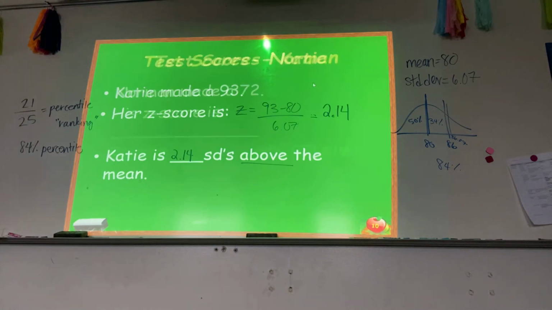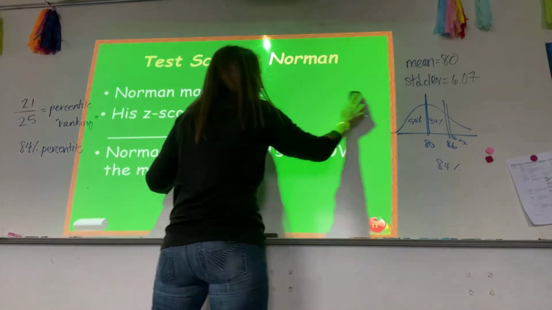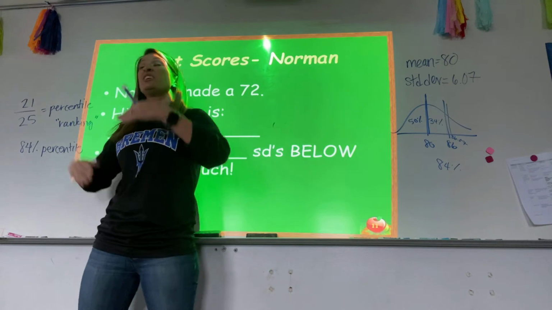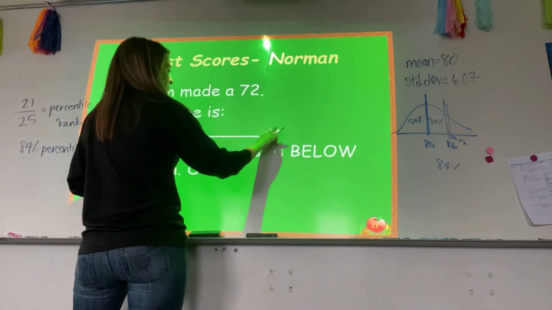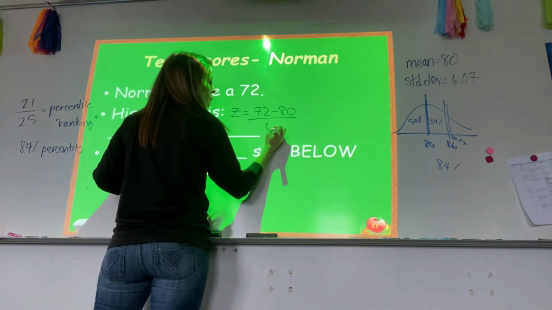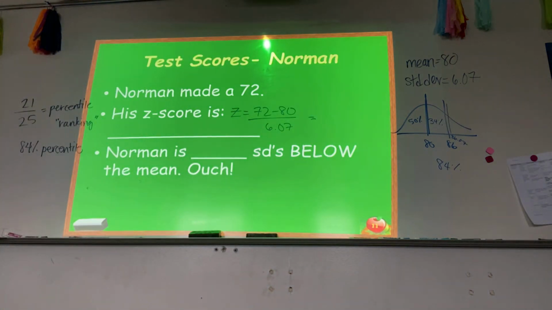All right, next, Norman. Figure out Norman's Z-score. He made a 72. Is he above or below average? He's below average, so he should have a negative Z-score. We're going to the left of the mean. All right, round to 2 decimals. What did you get?